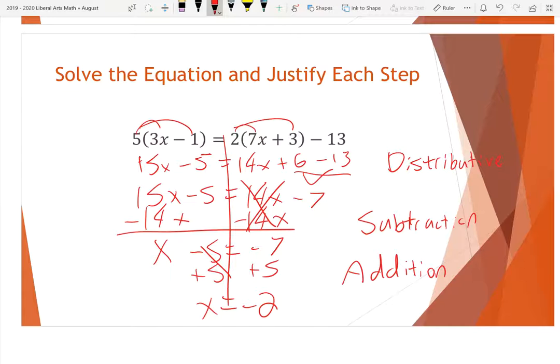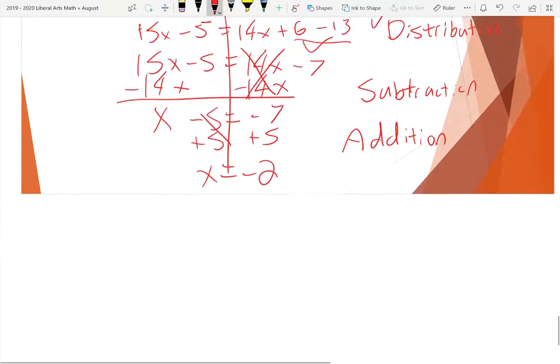So really, there's 3.5 steps here. Step 1, distributing. Step 1.5, combining like terms. Step 2 was subtracting, moving the x terms together. And then step 3 was adding the 5, moving the constants together to get my final solution.